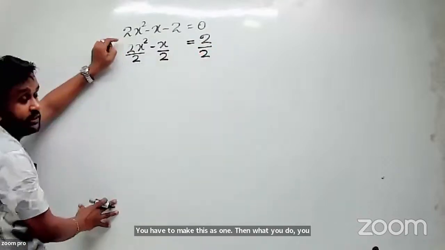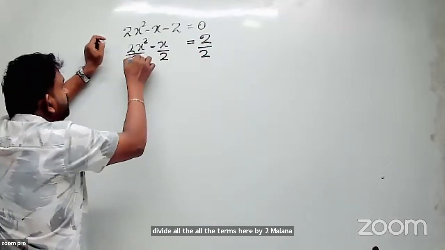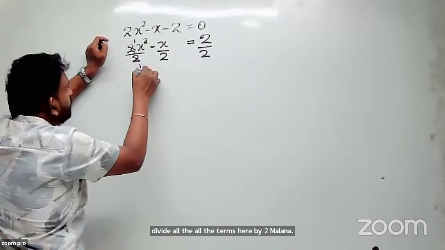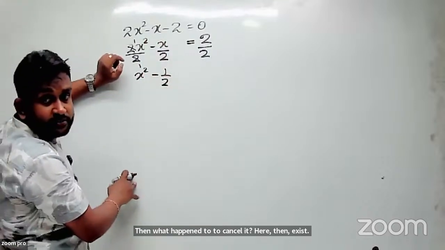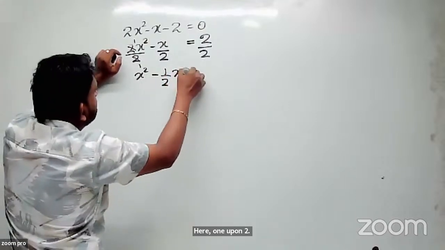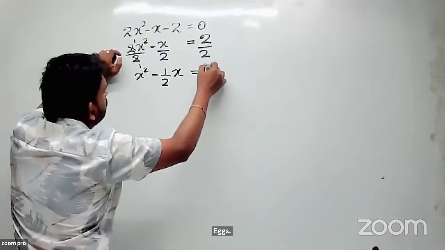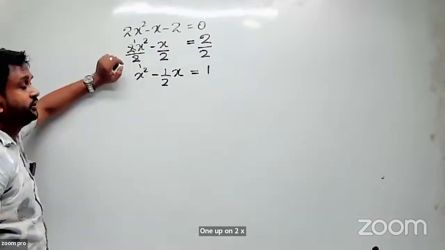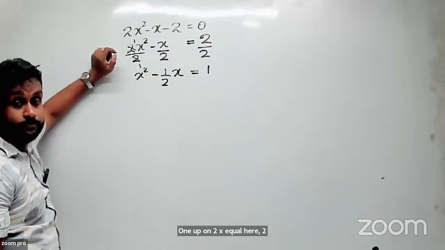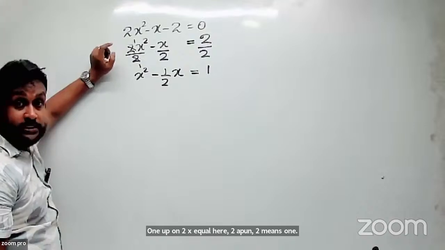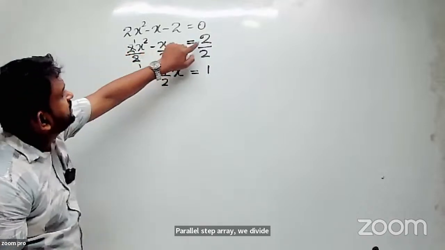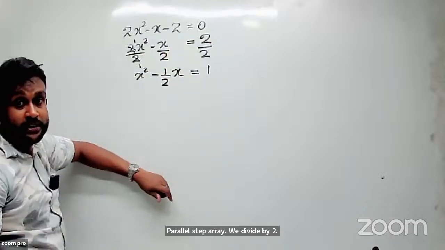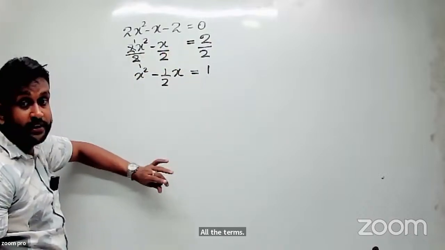Divide all the terms by 2. Then what happened? The 2 cancelled here. Then x squared minus 1 upon 2 x equals 2 upon 2, which is 1. Is this step clear? We divided by 2 all the terms, left hand and right hand side. Any doubts you can ask.